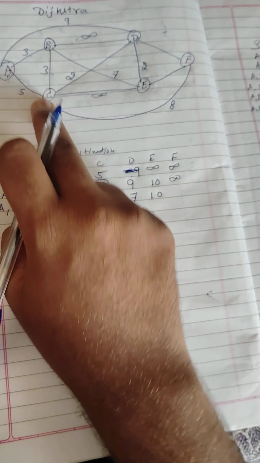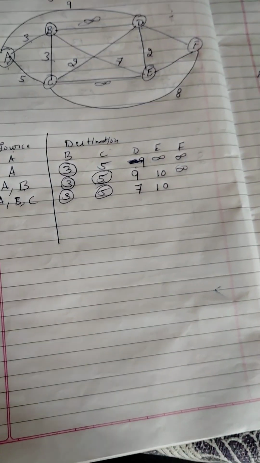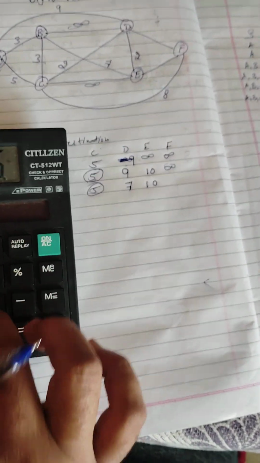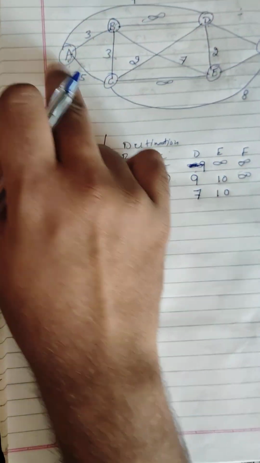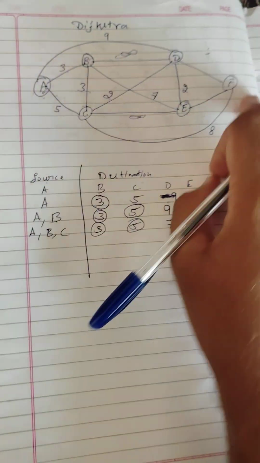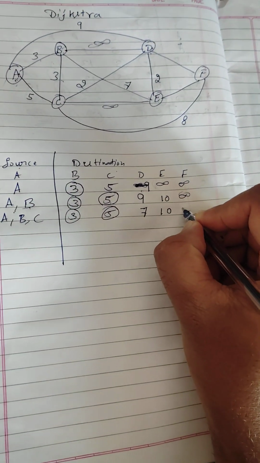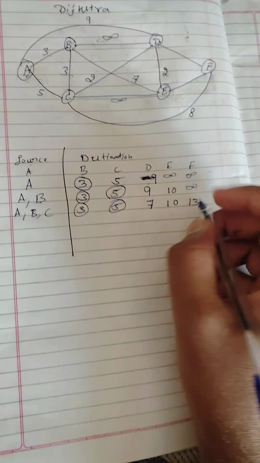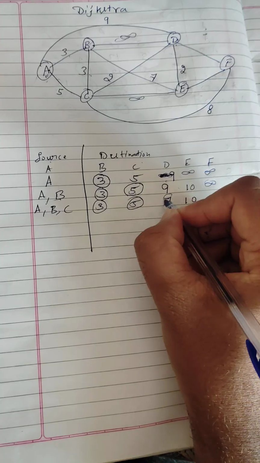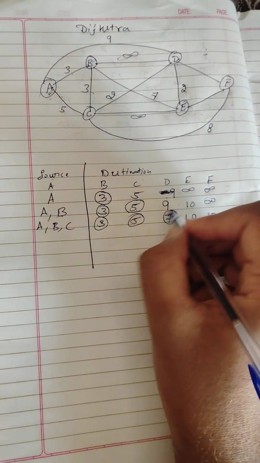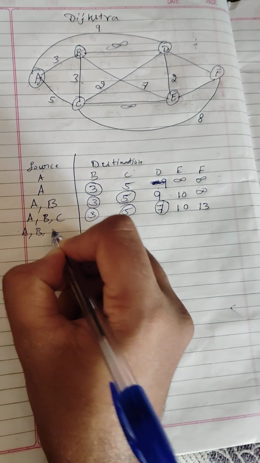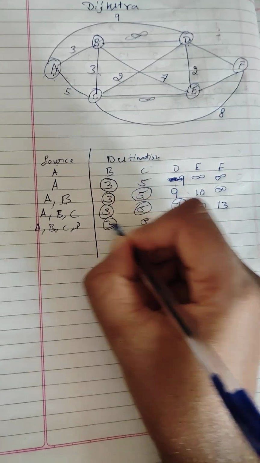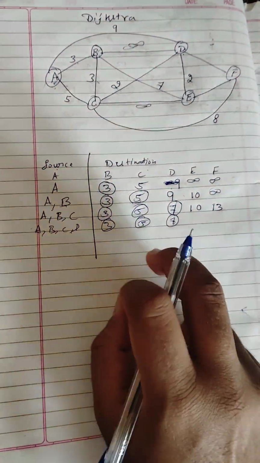This is the one. From C we cannot go directly. From C to F we can go directly. So 5 plus 8 is how much? 5 plus 8 is 13. So A to C and C to F, right? So I will write 13. Then again, we shortlisted 3, 5, 7: A, B, C, D. So I have shortlisted these things.